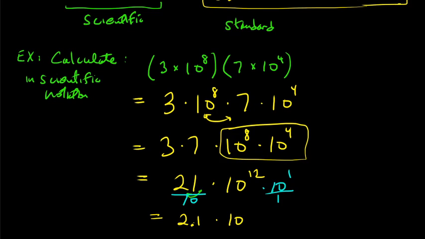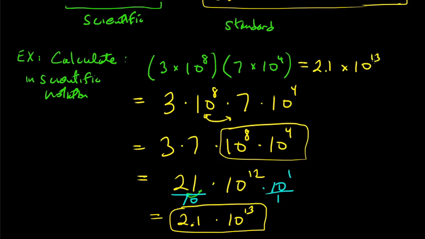And I didn't mean to use green. 10 to the 13, right? So there we go. This number is just 2.1 times 10 to the 13th power in scientific notation.